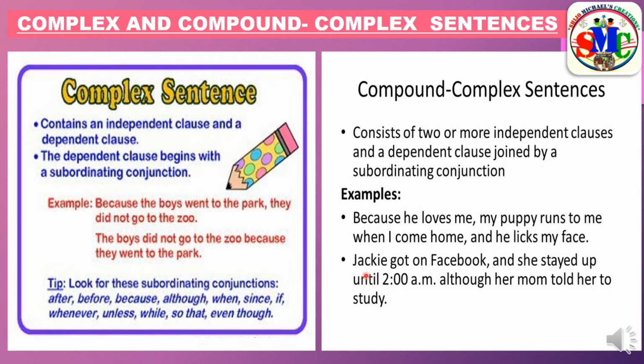Now here you can see, Jackie got on Facebook and she stayed up until 2 a.m. although her mom told her to study. Here, Jackie got on Facebook is an independent clause, and she stayed up until 2 a.m. is again an independent clause. Then, although her mother told her to study, that is a dependent clause. So this sentence is also an example of a compound complex sentence.